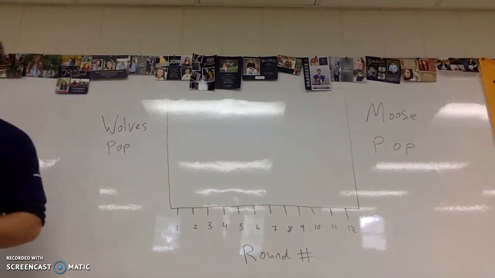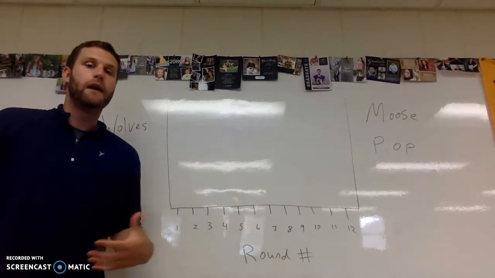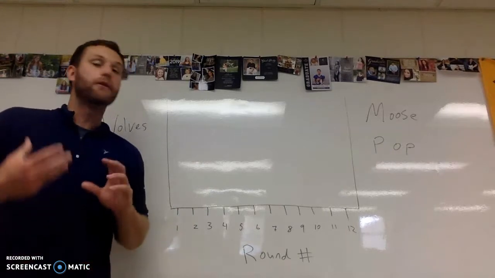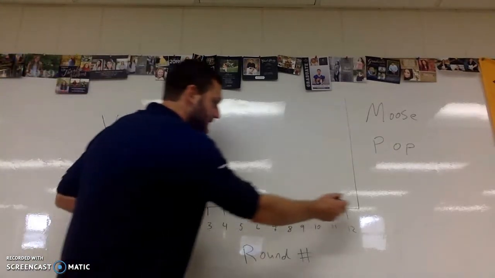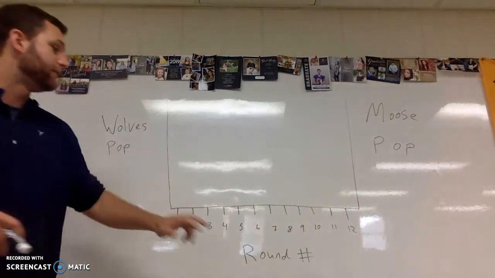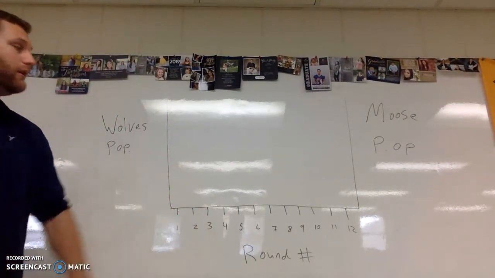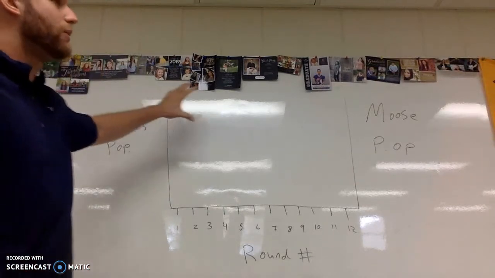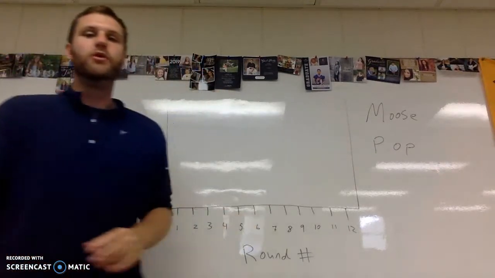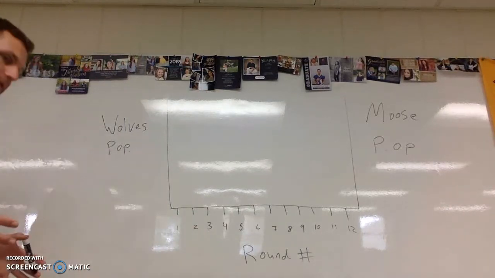graph from it. Now, this looks probably a little bit different than what you've seen before. We have one x-axis on the graph, which I've labeled as round number. So, round number 1, round number 2, and so on and so forth. But on one y-axis, we have the wolf population. On the other y-axis, we have the moose population. All right, so this is what that means.